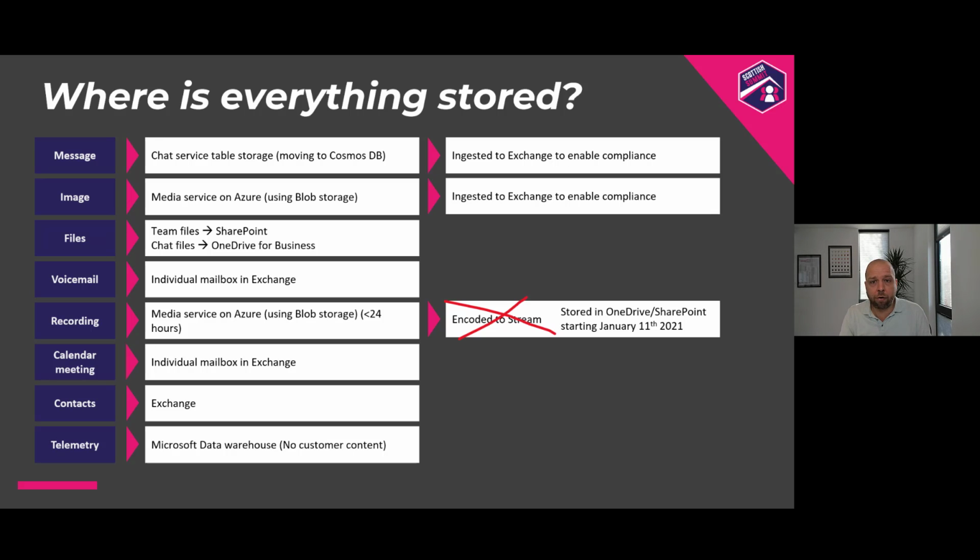The channel messages are also copied or ingested into Exchange in the shared mailbox that is attached to the Office 365 group that was created for that particular team. So that's good to know. And then the images, they are stored in their own blob storage in Azure, but they're also ingested into Exchange. Files, we already talked about that. The team files are all stored in SharePoint and the chat files are all stored in OneDrive for Business. Voicemails are being stored in Exchange.